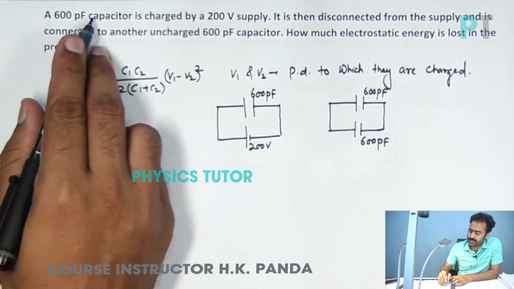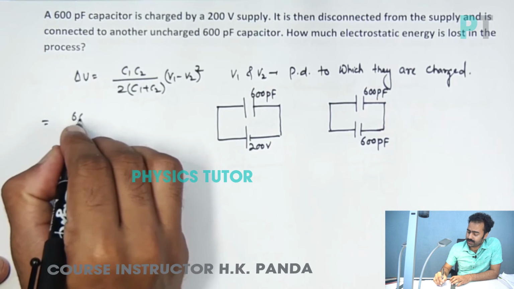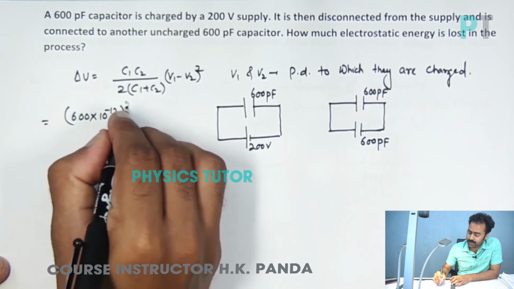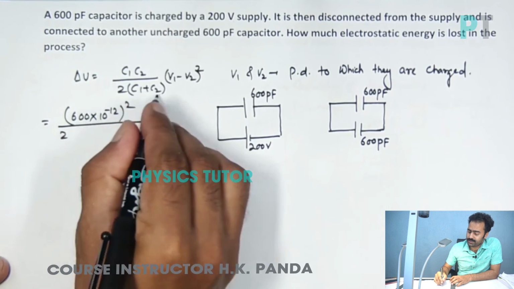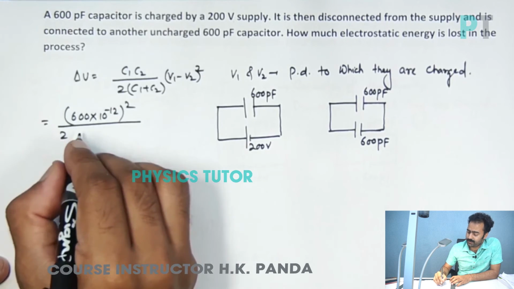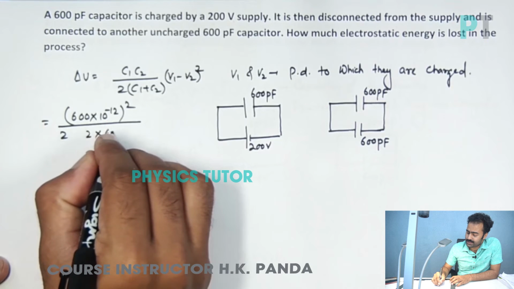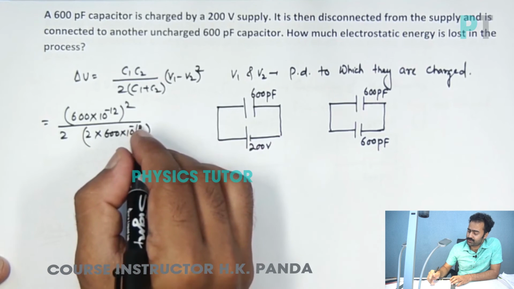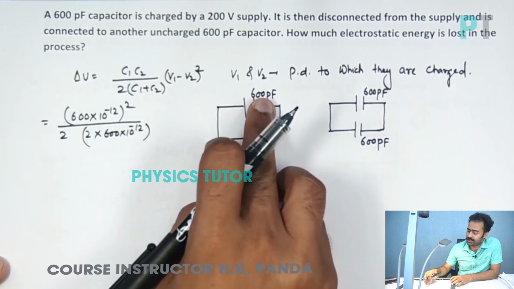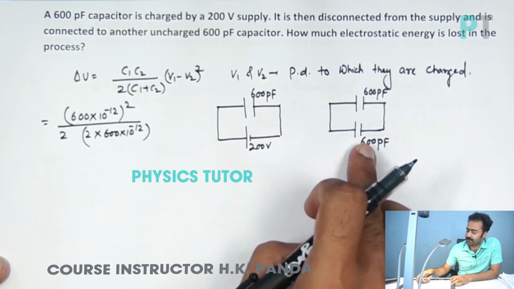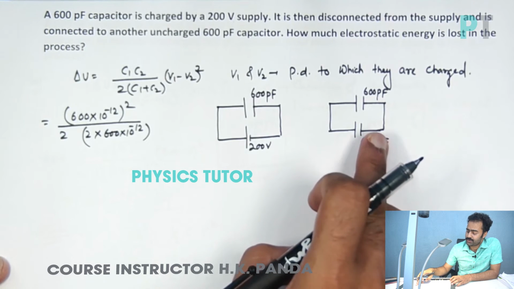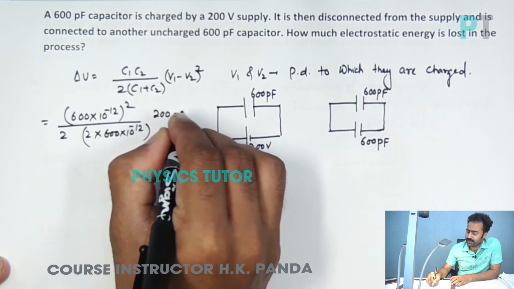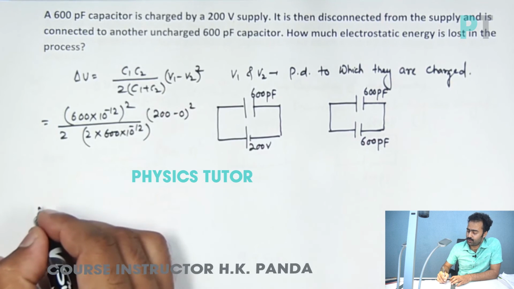C1, C2 both being 600 picofarad. I'll write the result here: (600 into 10 to the power minus 12) whole square divided by 2 times (600 into 10 to the power minus 12). And V1 minus V2: V1 is the potential difference across the first capacitor, and the second capacitor is initially uncharged, so V2 will be 0. We put V1 as 200, so this will be (200 minus 0) whole square.